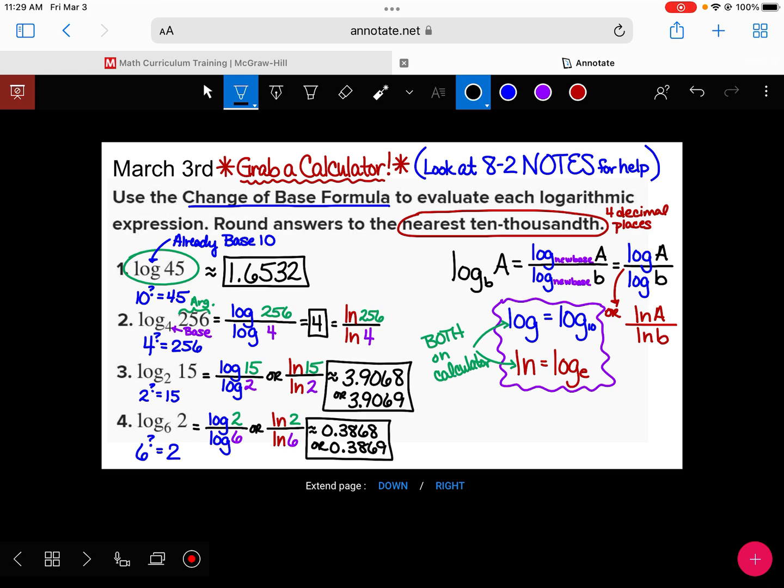You have to know how to use change of base formula. That is one that I will not give you on the test. So you have to know that one. There's not really much of a formula to it. It's just log of argument over log of base.